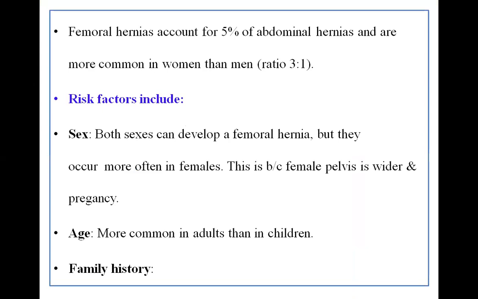Femoral hernia accounts for 5% of abdominal hernias and it is more common in women than men. It is 3 times more common in females. Risk factors include sex. Both sexes can develop the femoral hernia, but they occur more often in females. This is because the female pelvis is wider, and because of pregnancy. Because of multiple pregnancies, the anterior abdominal wall muscles may become weak. Age of the patient: more common in adults than children. And if there is a family history of femoral hernia, it may occur in families.